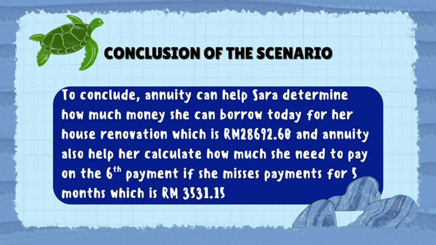can borrow today for her house renovation, which is 28,692 Malaysian ringgit and 60 cents. And annuity also helps her calculate how much she needs to pay on the 6th payment if she misses payments for 5 months, which is 3,531 Malaysian ringgit and 15 cents.